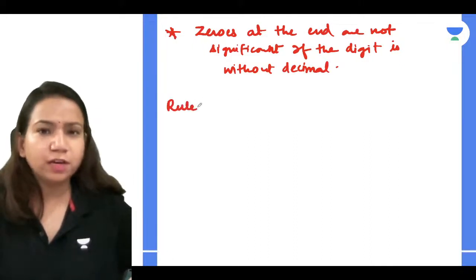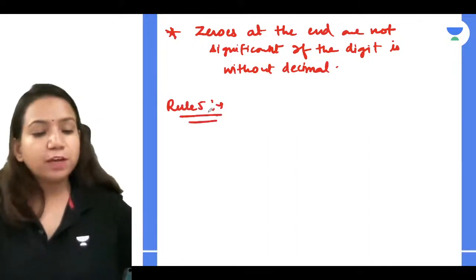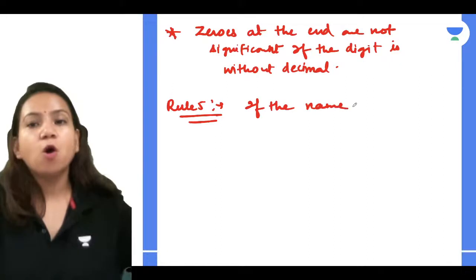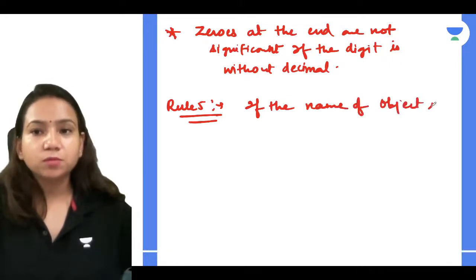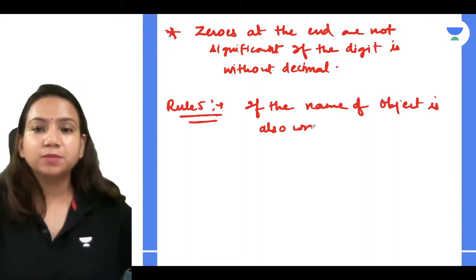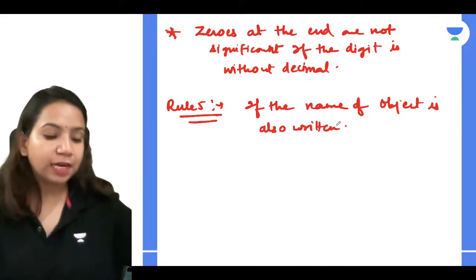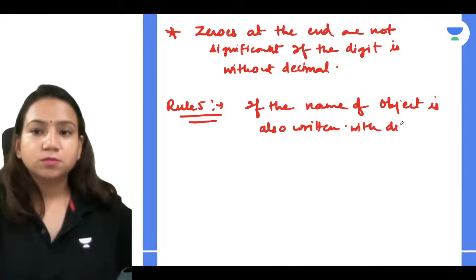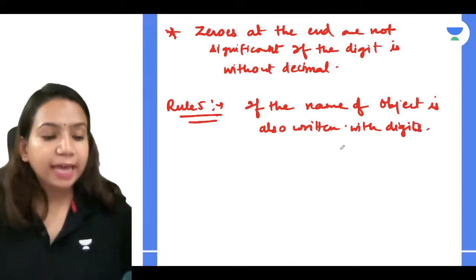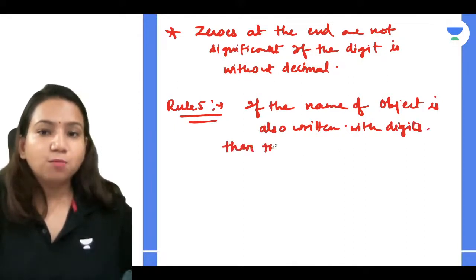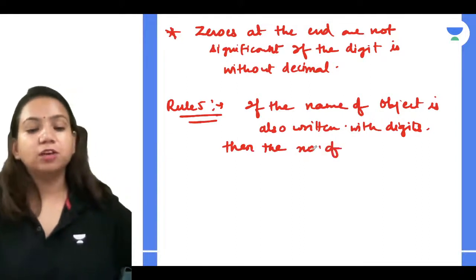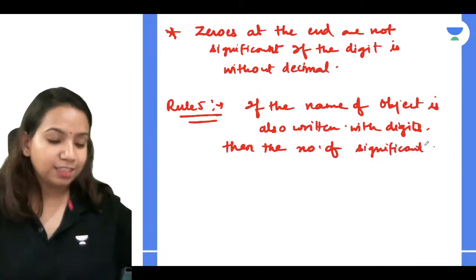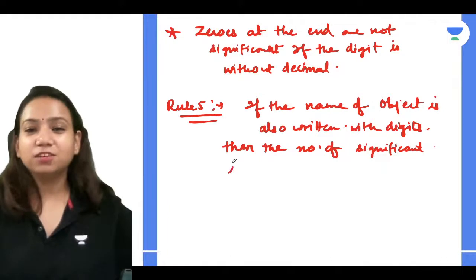Now the last rule, just quickly we'll figure it out. What is rule 5? Rule 5 says that if the name of the object is also written, if they are just objectifying it, they are naming it, if the name of the object is also written with digits, they are specifying it, then the number of significant figures is infinite. So this is something crazy, right? Then the number of significant figures is infinite.